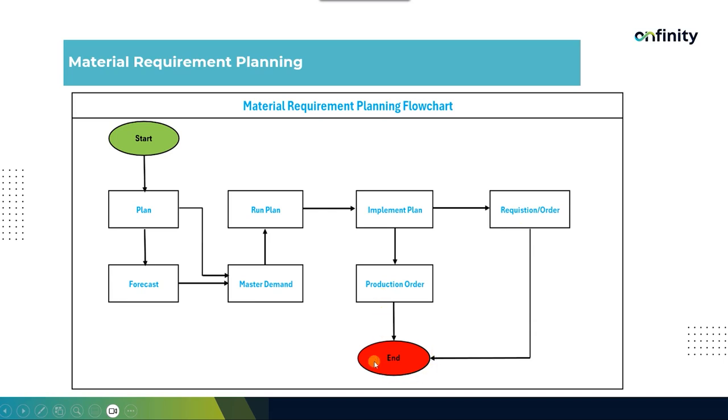Alternatively, if you do not want to create the forecast, you can directly create the master demand against the plan, run the plan, and implement the plan. Based on the plan definition, the system will generate purchase requisitions or purchase orders along with production orders.